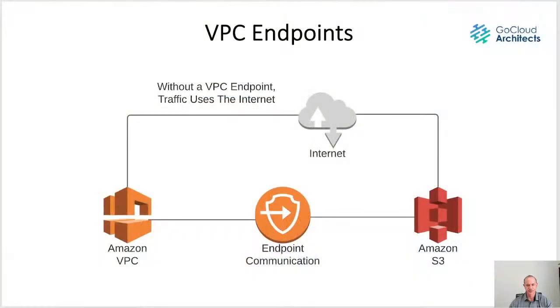So let's get back to the content. Let's talk about endpoints. So what is an endpoint? An endpoint is a way to basically connect from one service to another service over the AWS cloud in a secure manner. By using endpoints, you improve your performance, you improve your security, you reduce your latency, and you lower your cost. Let's look at what life would be like without an endpoint. Let's say you wanted to connect to S3 over the internet. You can.